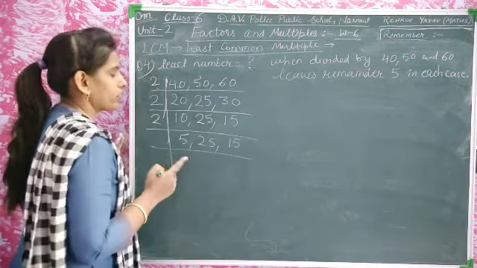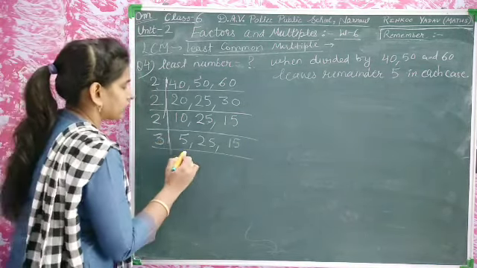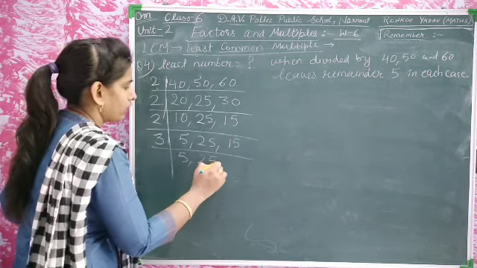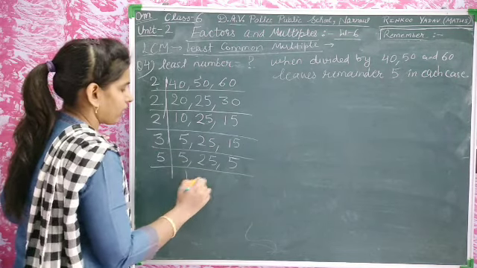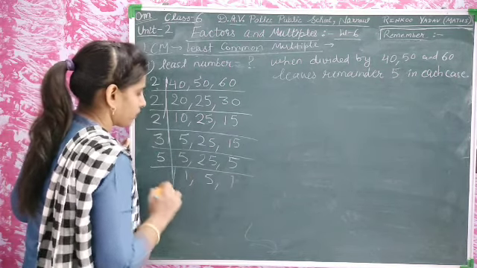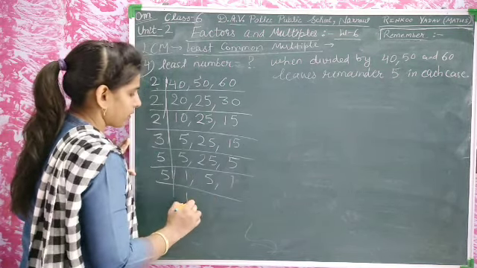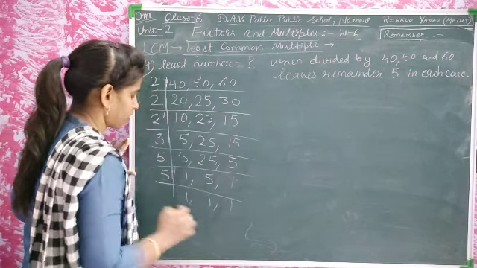And now it will not be divided by 2, now it will be divided by 3, 5, 25, 3 5 are 15. Now it will be divided by 5, 5 5 are 20, 5 1 are 5. It will again be divided by 5, 5 1 are 5, 5 1 are 5.